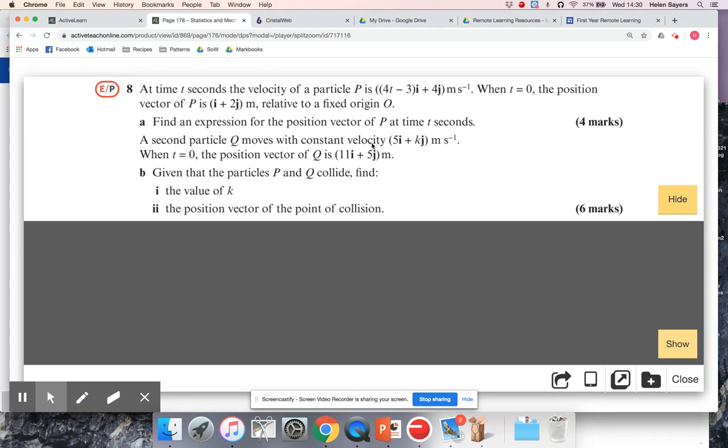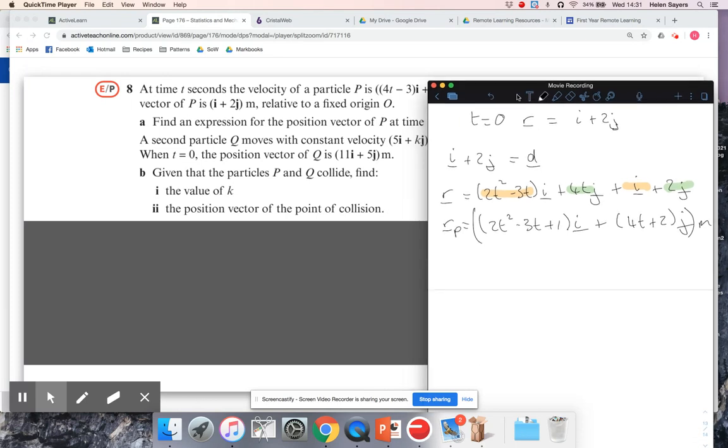Okay, so we've got the velocity, and it's a constant velocity. And then I'm given the start position. Right. So if it's constant velocity, its displacement is just going to be velocity times time. So for Q, the position of Q is actually just going to be its initial position, so r0, plus its velocity times time.